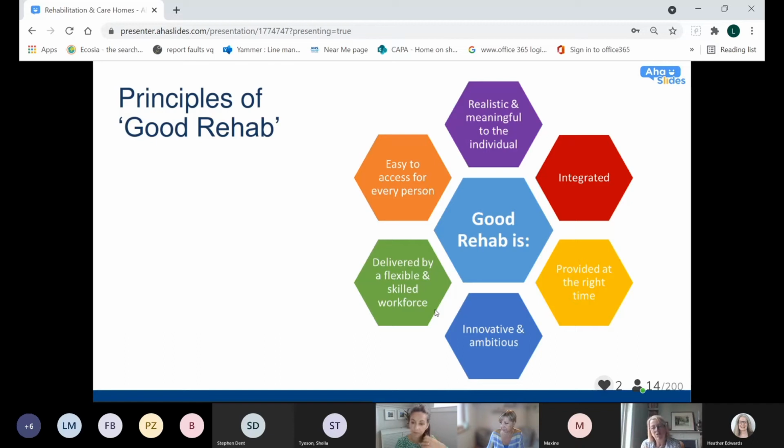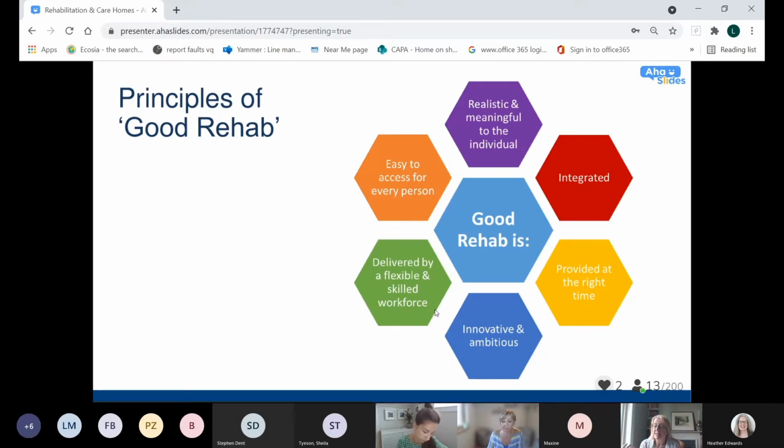So whether you agree or disagree, for example, that rehabilitation is easy to access for every person. And take it in its broad sense. So, for example, if you're working in a care home, whether everybody is encouraged and supported to do as much as they can for themselves, because that in itself is rehabilitation, as well as being able to access the skills and experiences of allied health professionals.